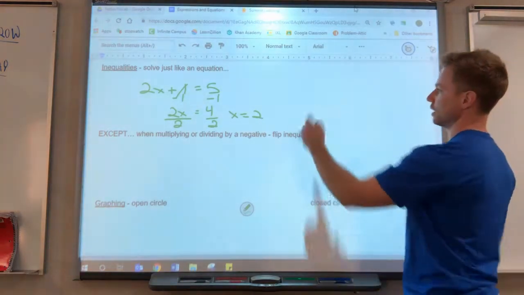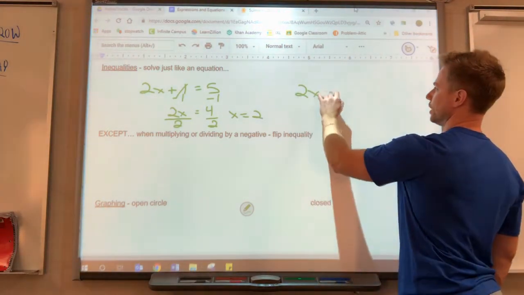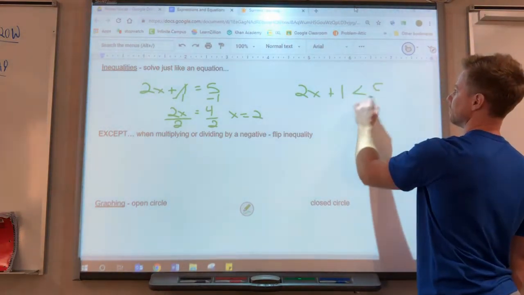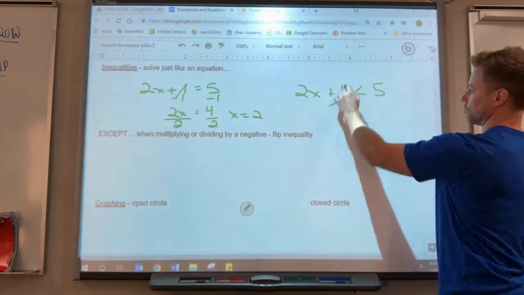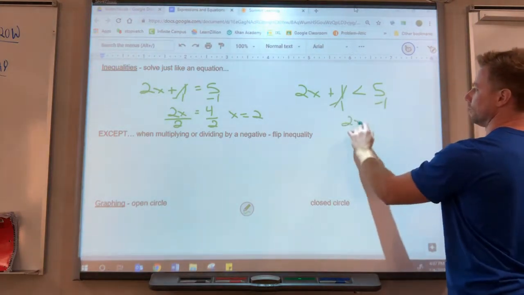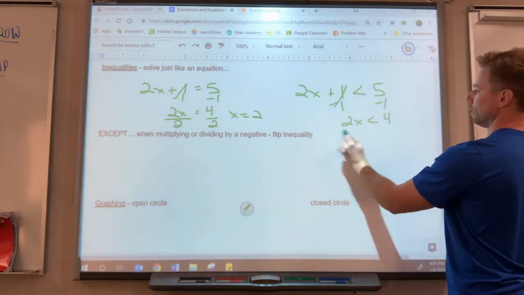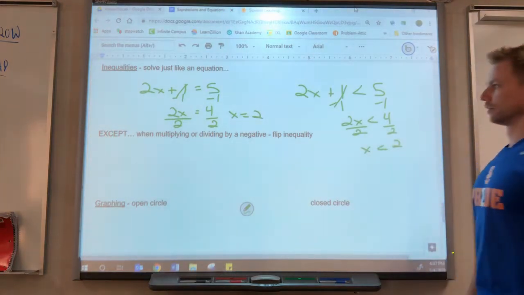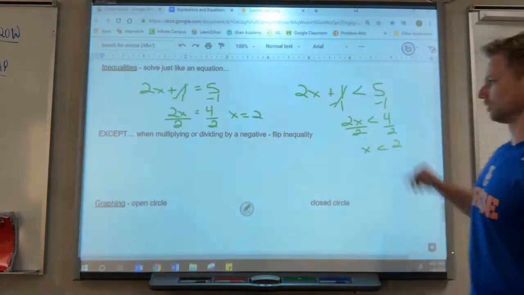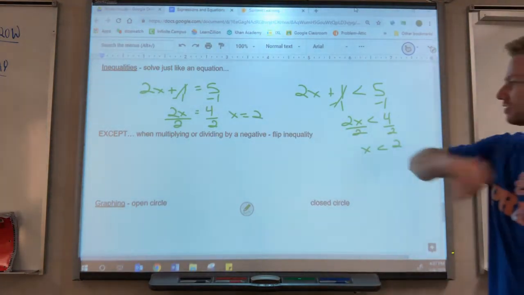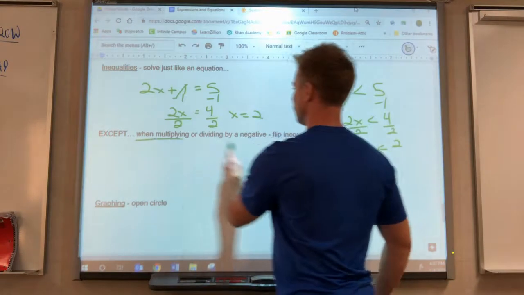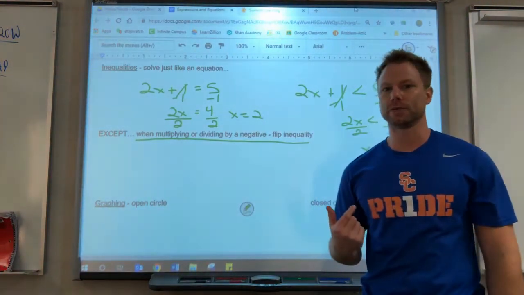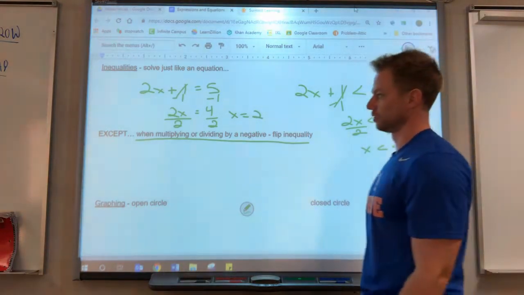Okay? Solving an inequality is going to be the exact same way. Let's say this is less than 5. Instead, we would still subtract 1, 2x is less than 4, divide by 2, x is less than 2. Okay, so same process to get the answers, except when you are multiplying or dividing by a negative, then you have to flip your inequality around. Okay, then it changes some things.